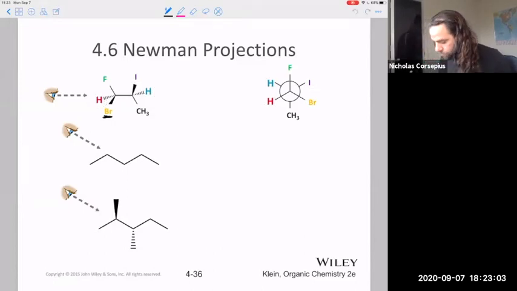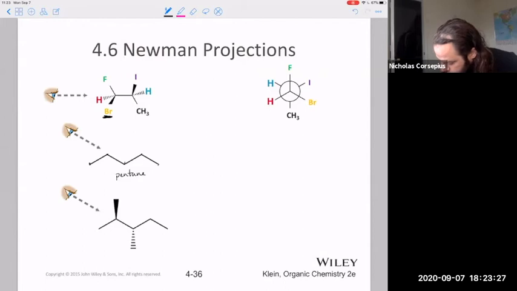Okay, so now let's do some more common bond line structures here. All right, so we should be able to name this, right? 1, 2, 3, 4, 5. So this is going to be pentane. So how do I draw a Newman projection of something like pentane? Notice that I don't have all my hydrogens explicitly drawn here, right? In a normal bond line structure, you won't.